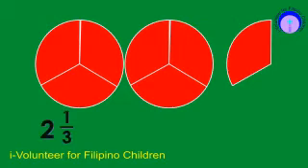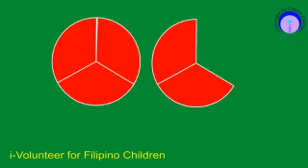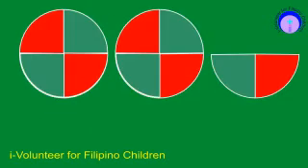It is 2 1/2. This can be read as 2 1/3. How do you interpret this one? It is 1 2/3. How about this one? It is read as 2 2/4.